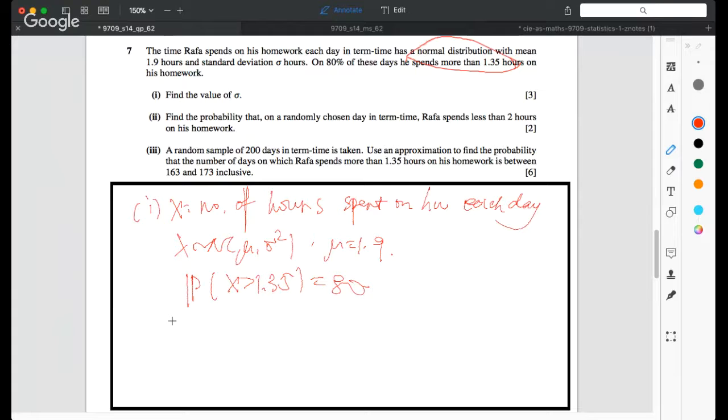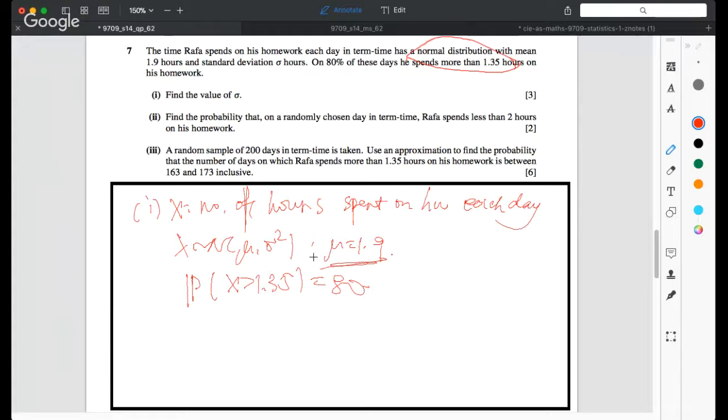In this case, it says that the time he spends on his homework each day has a normal distribution with mean and so on. So the random variable is just the number of hours he spends on homework each day. And x follows a normal distribution. So we write down what distribution x follows. X follows N(mu, sigma squared), whereby mu equals 1.9, and sigma is unknown, which is what we are going to calculate.